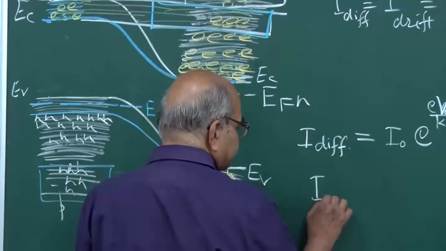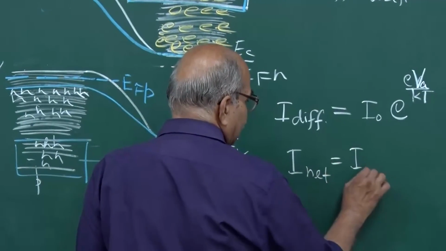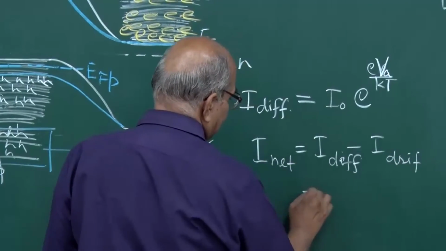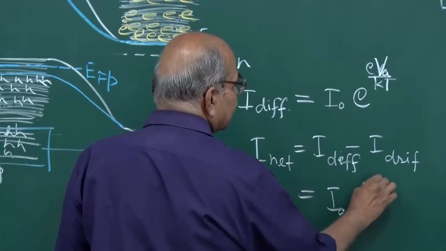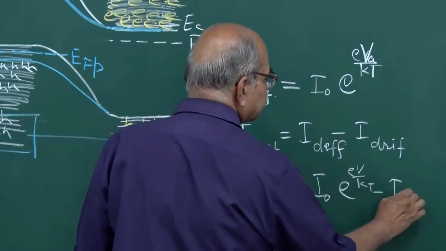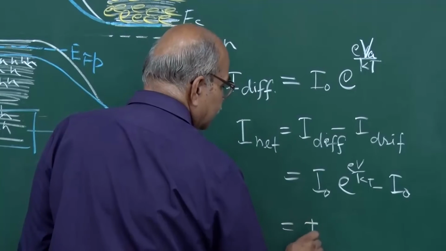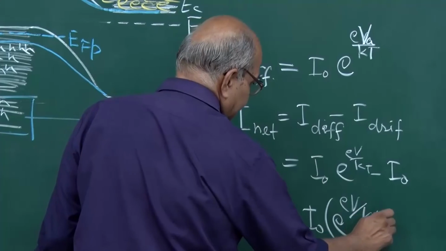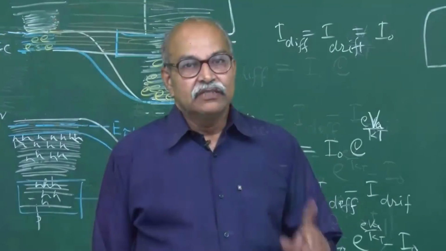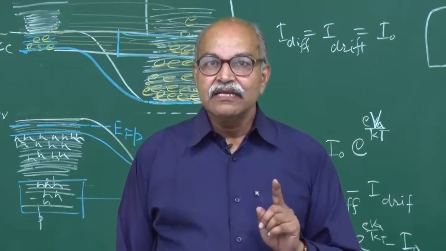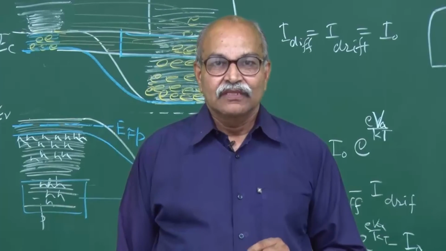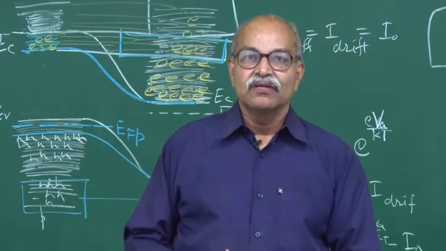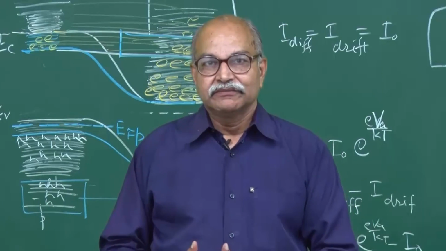So what is the net current? The net current is I diffusion minus I drift, which is I naught times e to the power EV by KT minus I naught. So it's I naught times, in common, e to the power EV over KT, minus 1. This equation is called the ideal diode equation.